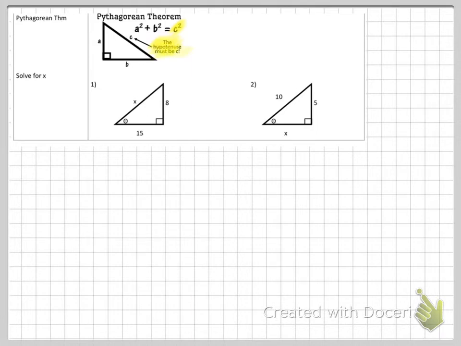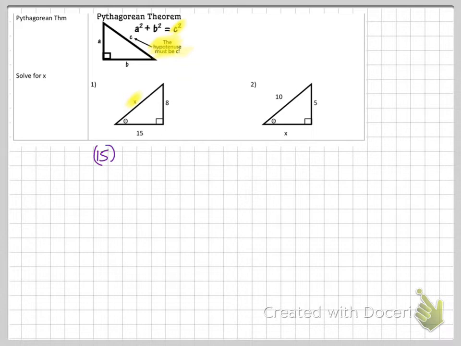C must be the hypotenuse. This only works on right triangles. So we want to be extra careful that c is always the hypotenuse. So let's work on finding x in number 1. So first of all, hypotenuse is x. So it doesn't matter which order you do the a and the b. It doesn't matter which one you call a and which one you call b.